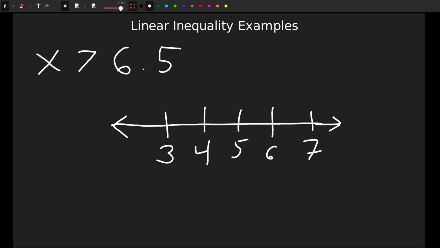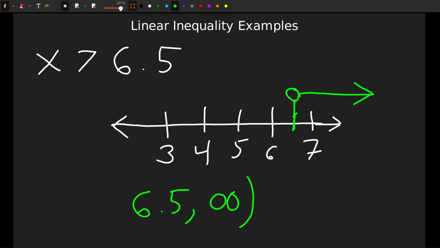And we're saying here that x is greater than 6.5. So 6.5 is right between 6 and 7. So it's going to be right here. Since it's only greater than and not greater than or equal to, it's an open dot. And it goes in the positive direction because it can be anything greater than 6.5. So there we go. Now, in interval notation, that would be represented as 6.5, comma, infinity.